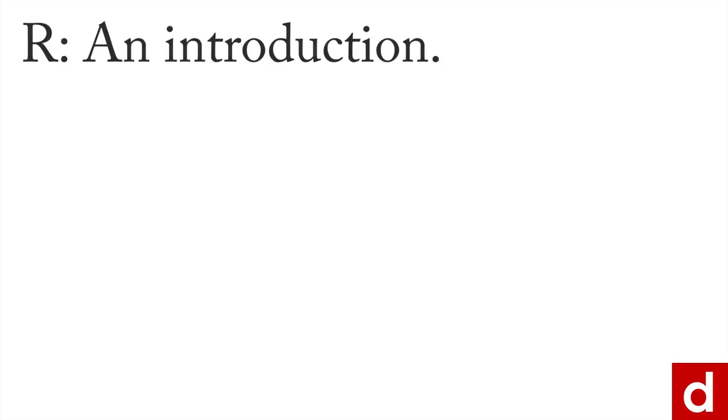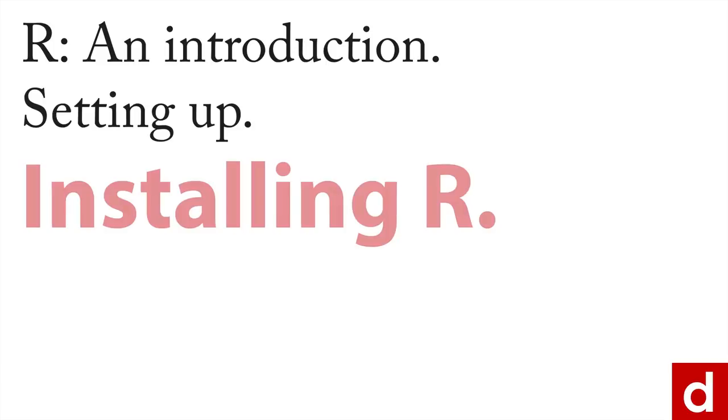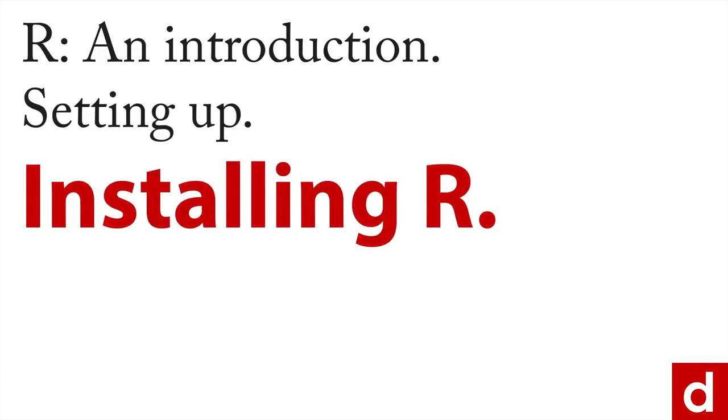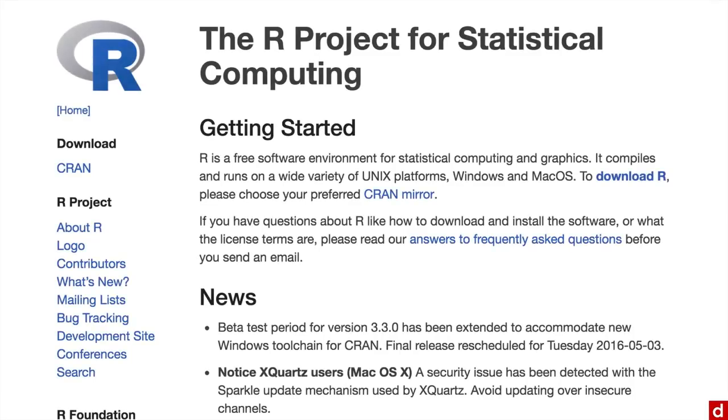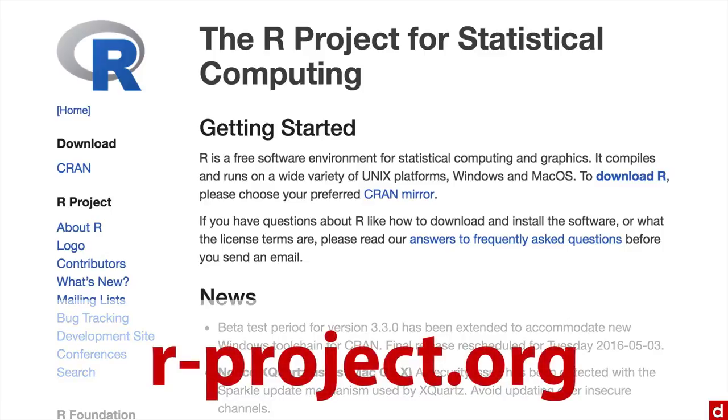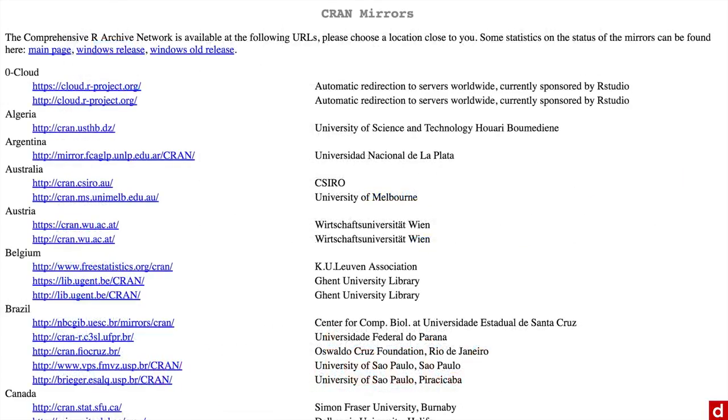The first thing that we need to do for R in introduction is to get set up. More specifically, we need to talk about installing R. The way you do this is you can download it. You just need to go to the homepage for the R project for statistical computing, and that's at r-project.org.